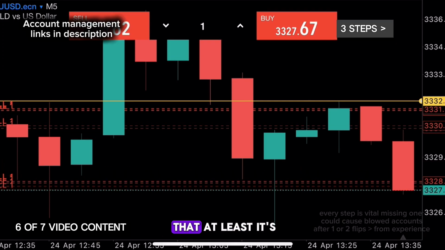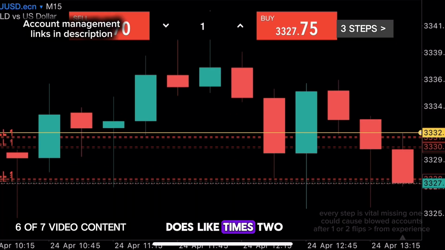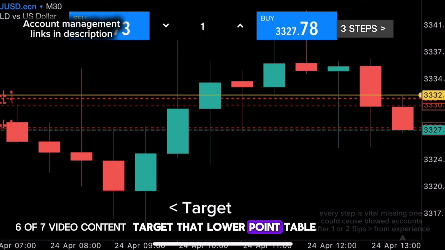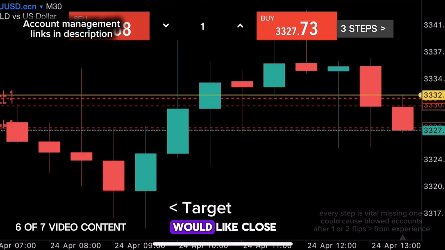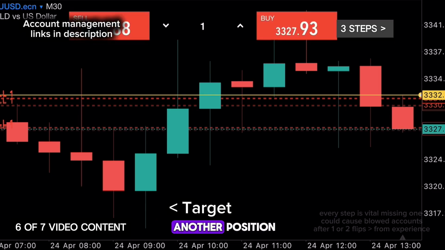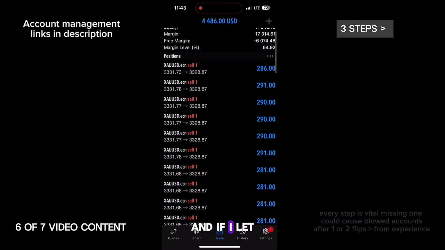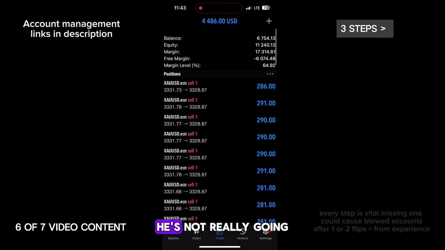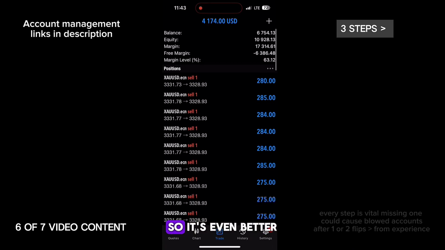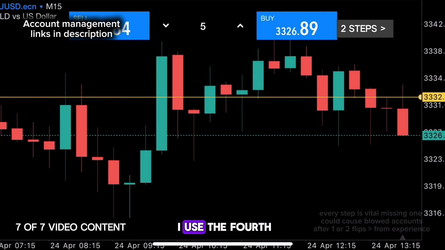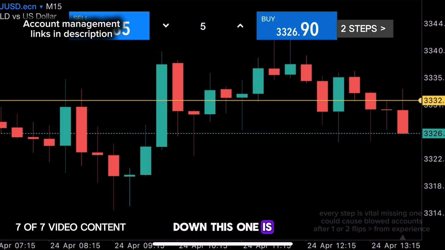So our target is that at least it does times 2 of this, break out of that low, and then target that lower point there. But there's a probability that I will close and re-enter again, because they are not allowing me to enter another position, which is tricky, and I really want to max out this move. And if I let things go on, it's not really going to give me good profit, so it's even better I close and then enter again. So I closed and used the fourth entry model, and this one is very interesting.